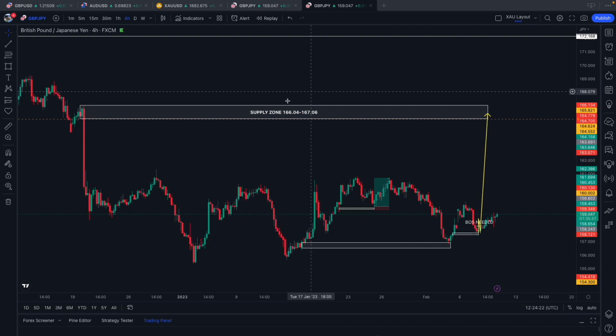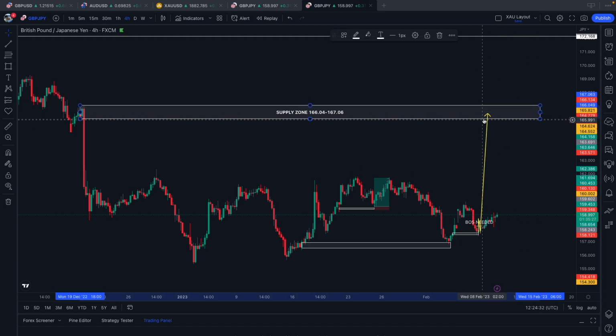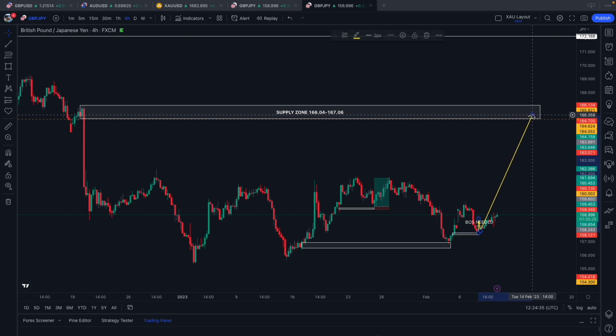So as we have an area to look to sell from, we also have a take profit target to aim for if we are looking to buy into this market to trade us into this zone. So not only do we have an area to sell from, but we also have an area that we can look to take profit from if we find buy opportunities.